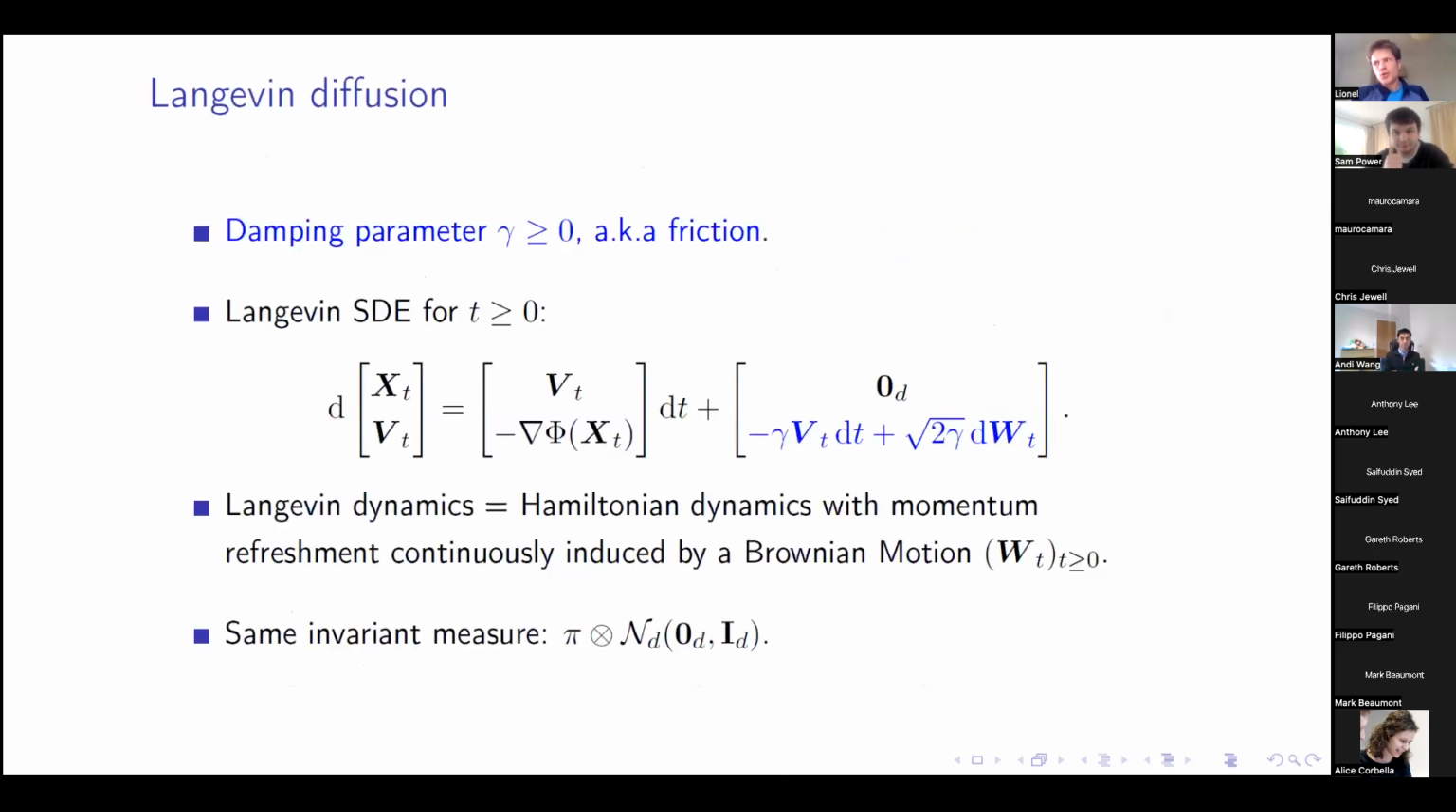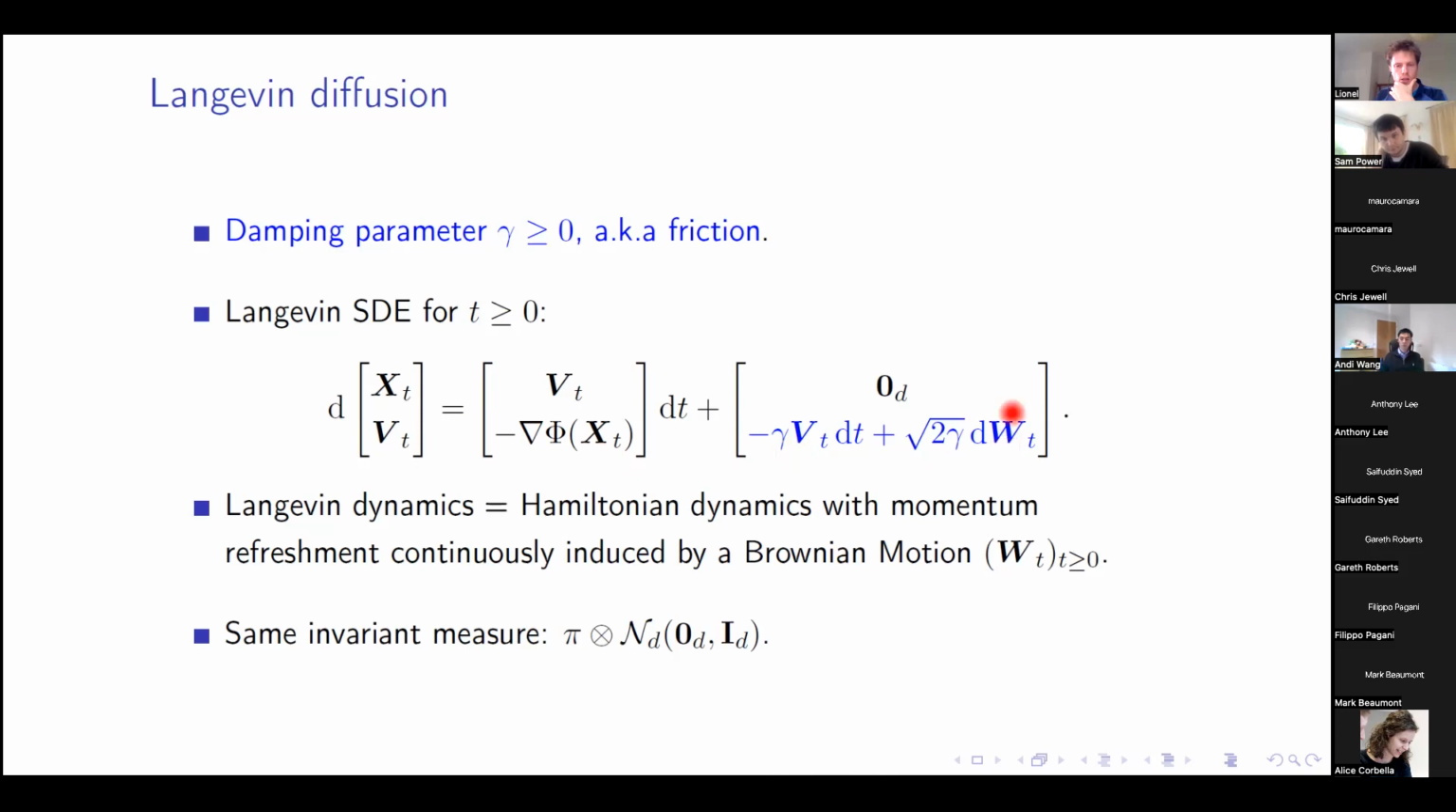Okay. So now we study the Langevin diffusion, also known as second-order Langevin, underdamped Langevin, or kinetic Langevin. It's a diffusion process that lives on the same extended space, R^{2d}. It's guided by the velocity v. And as you can see here, it can be interpreted as Hamiltonian dynamics, but with an additional component that corresponds to continuous refreshment of the momentum induced by the Brownian motion W_t.